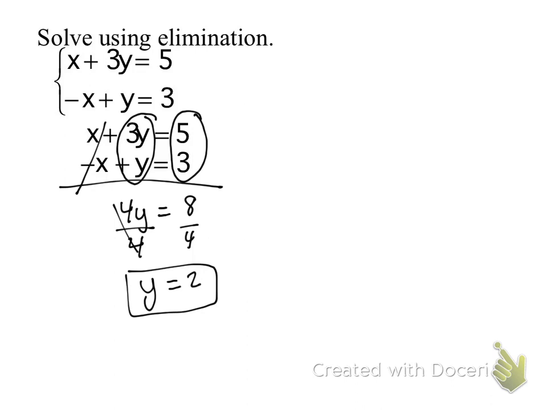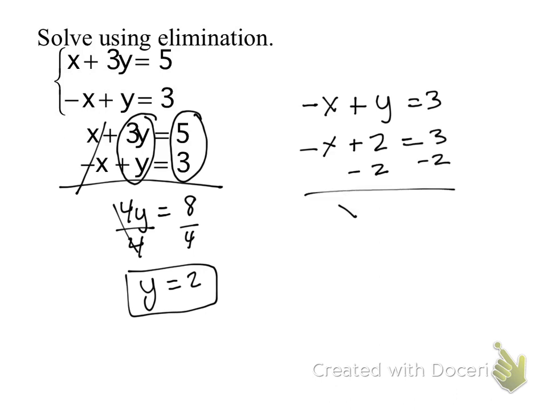So then, what would you do? Then you would use substitution and you use the other equation. I use negative x plus y equals 3. And so what you would do is negative x plus 2 equals 3. Then you would subtract 2 from both sides and you would get negative x equals 1. Negative x, that's supposed to be an x. Negative x equals 1. Then you would multiply both sides by negative 1. And you would get x equals negative 1.